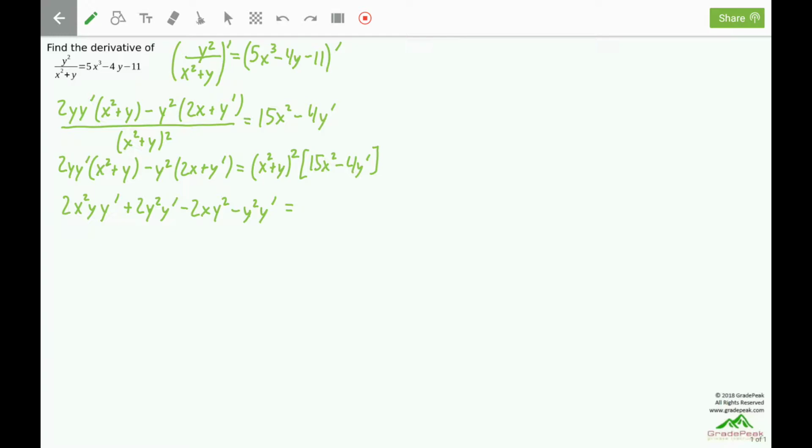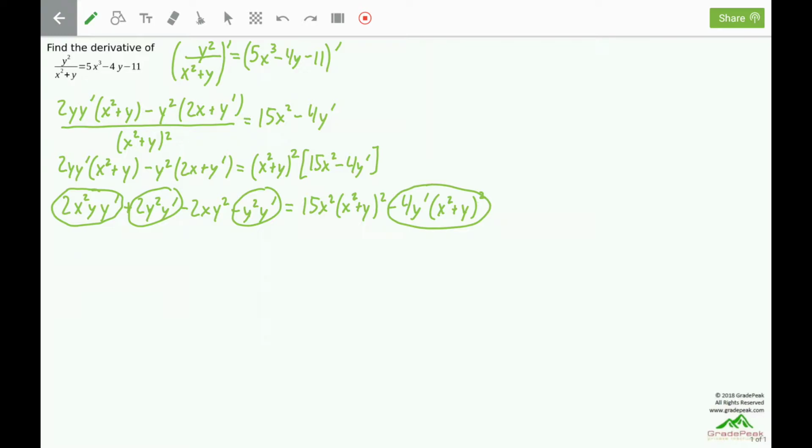Equals, on the right side, I'm going to distribute the x squared plus y quantity squared in, and that will give us 15x squared multiplying times x squared plus y squared, and then a minus 4y prime times the x squared plus y squared. I have a total of 4 terms that have a y prime. I have this one, this one, this one, and this one.